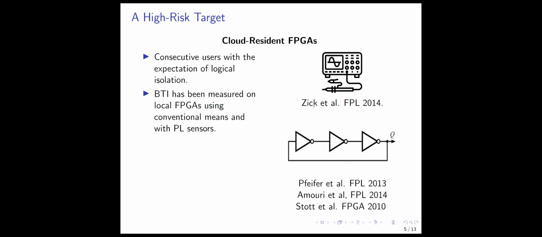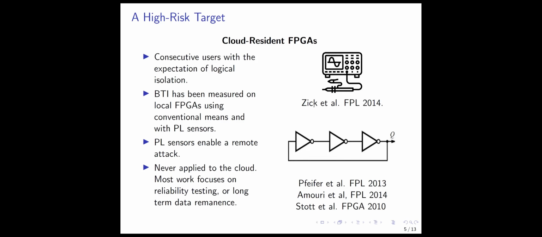Bias temperature instability effects have previously been measured on local FPGAs using both conventional sensors like an oscilloscope and with programmable logic sensors. And it is these programmable logic sensors that enable remote attack and make this cloud model so interesting. Though these programmable logic sensors have never been applied to the cloud, and most of the bias temperature instability work has focused more on reliability testing or searching for long-term data remnants. So you know if you can safely sell your FPGA to a third party without revealing data.